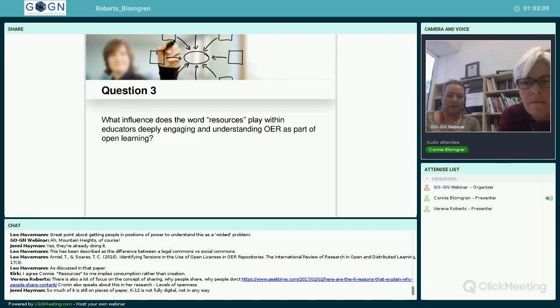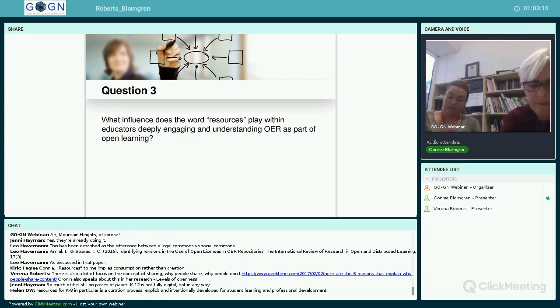So I think the word resource is problematic. Maybe this is just my own interpretation, but I find the word resource problematic, yet I have no substitute. And I think what we name things is very important, because it shapes how we work, how we do things. So that's some of my thinking about this word resource.